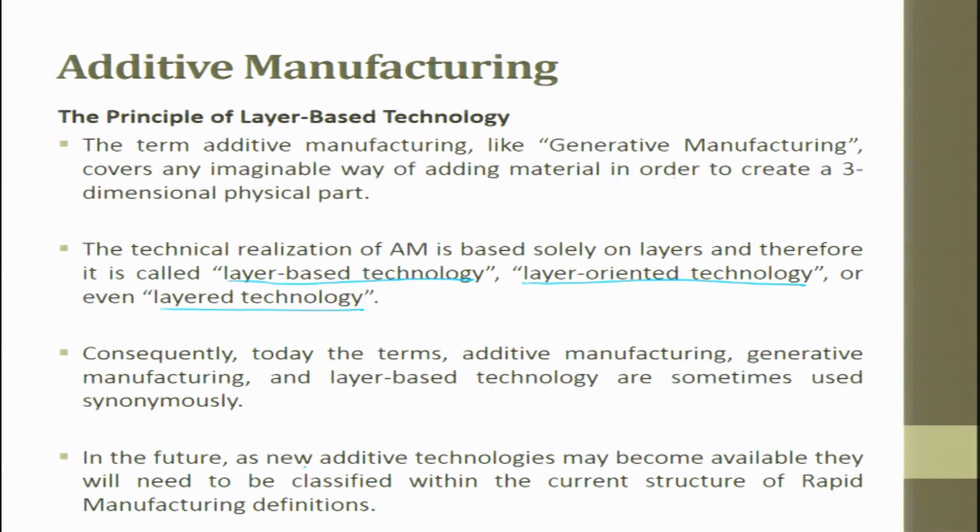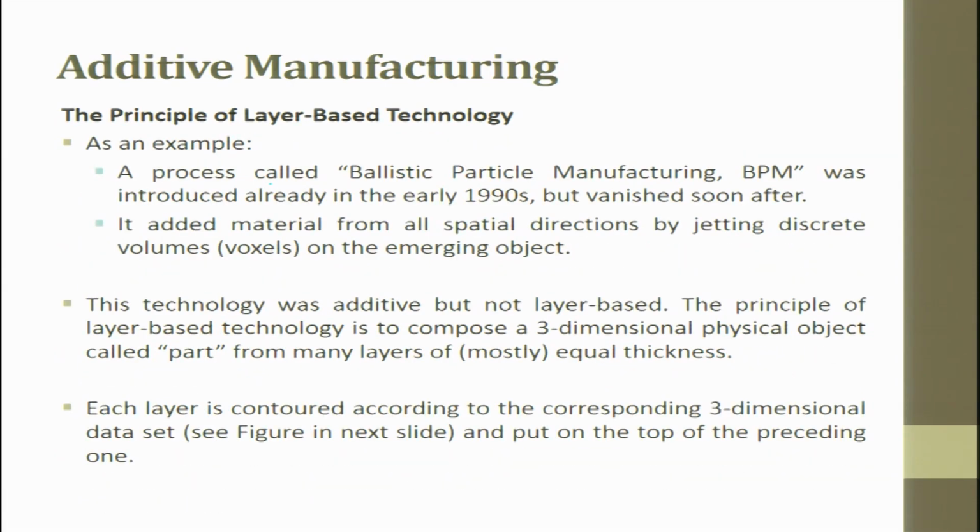In the future, as new additive technologies may become available, they will need to be classified within the current structure of rapid manufacturing definitions. As an example, the process called ballistic particle manufacturing (BPM) was introduced already in the early 1990s, but vanished soon after. It added material from all spatial directions by jetting discrete volume of the emerging object. This technology was additive but not layer based. Understand the difference. This was particle by particle was impinged.